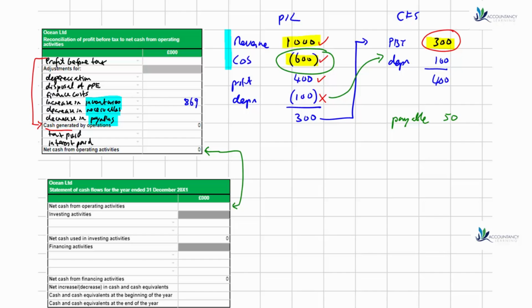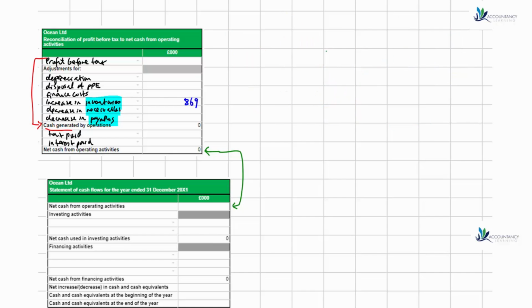Now, what we need to think about, though, is, is that going to be a plus or a minus? We've identified, haven't we, that in our P&L, where we had a minus number for depreciation, we've got a plus number in our cash flow statement. So how is it going to work then for all these working capital adjustments?